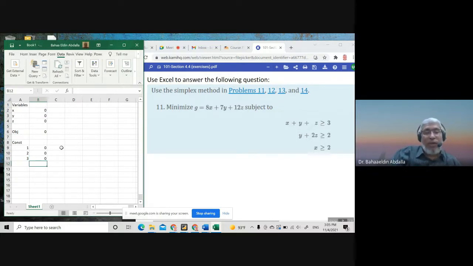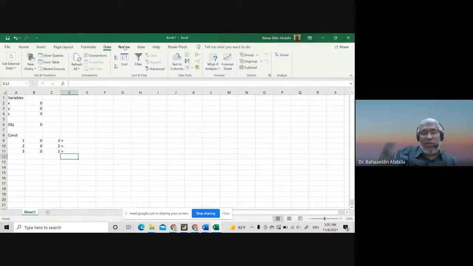Good. And now I write the numbers here. I have 3, 2, and 2. These are the numbers in the right hand side. If you want to remember, when you use solver to solve, this is greater than, this is greater than. Even if you have mixed constraints, as we shall see in section 4.5, you can use Excel. Now let me find the answer using solver.